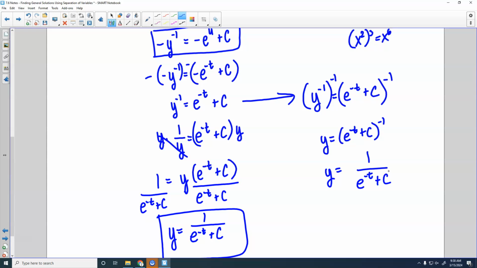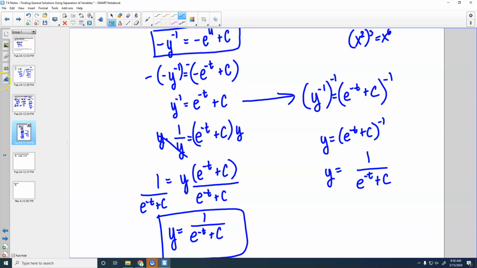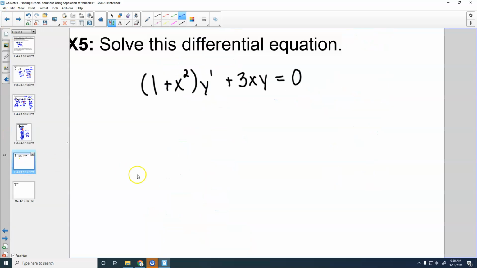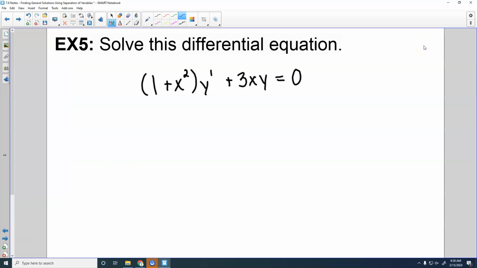Okay, questions? All right, I've got one more I want us to do. This one looks bad, doesn't it? So bad. We're going to feel so smart once we do this one.